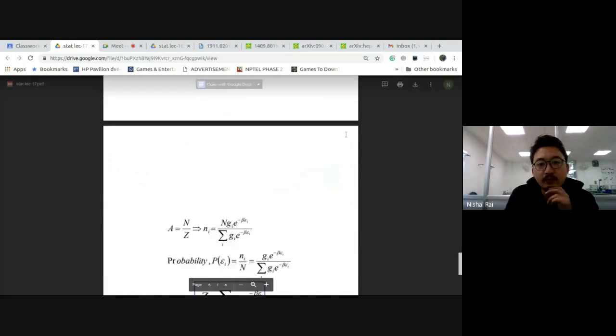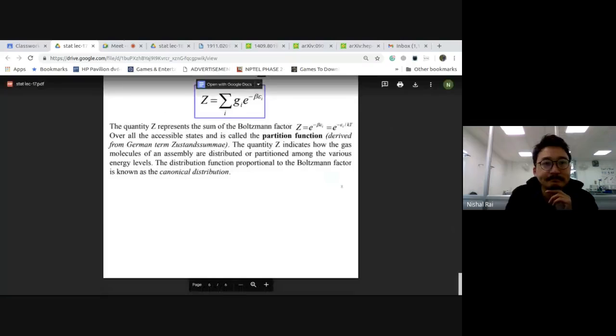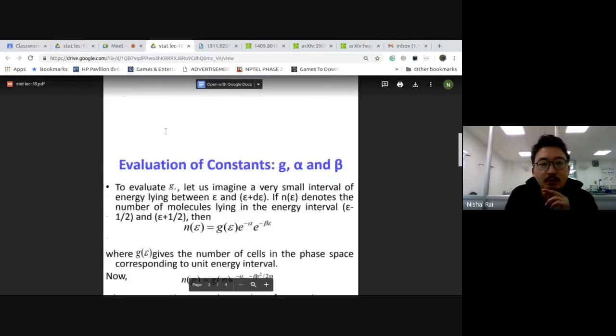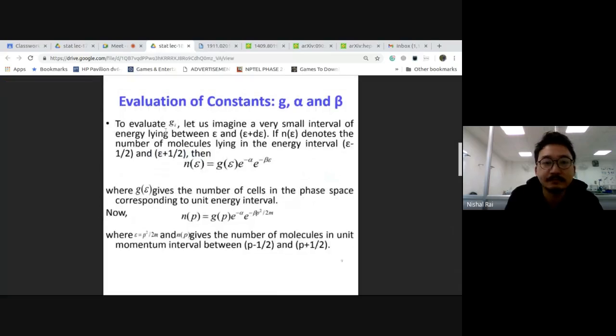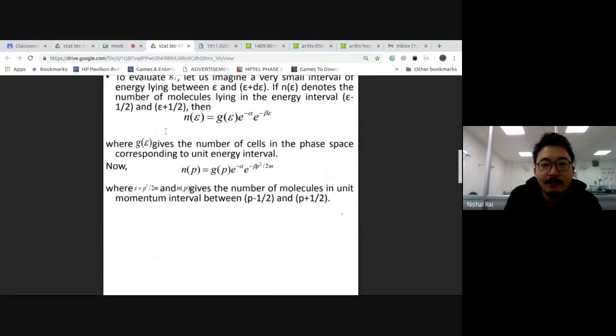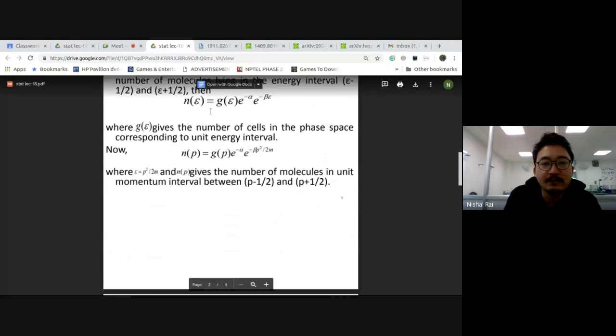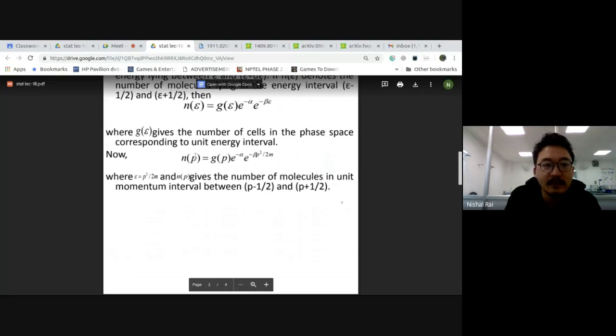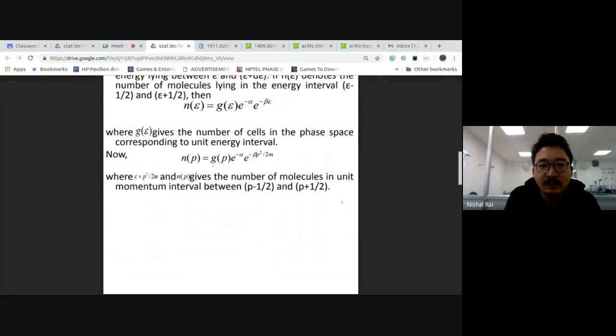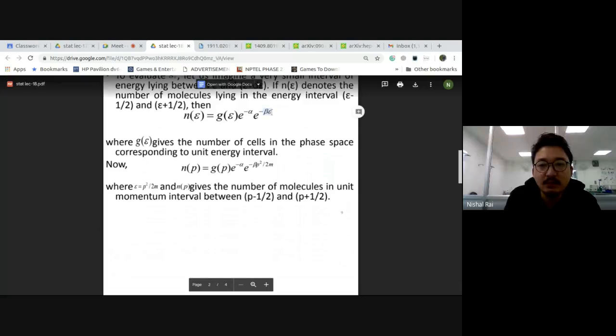So now today we are going to do the evaluation of these constants. Now in terms of energy, it was given like this. Now in terms of momentum, can we write this in this form? Because energy can be written as p squared divided by 2m, because we are just considering the kinetic part of the energy. And we consider that the interaction is very small, which we neglected roughly in classical statistics. So this is your distribution function.